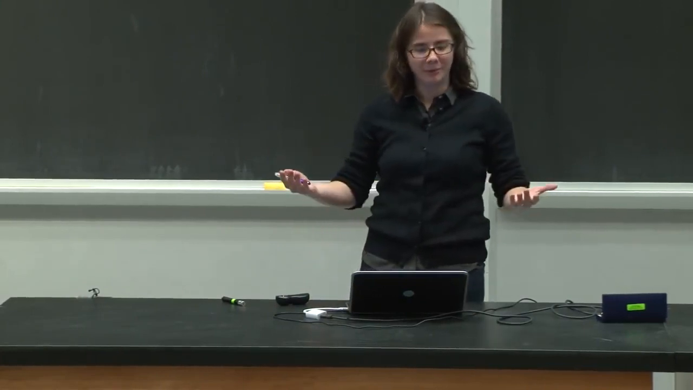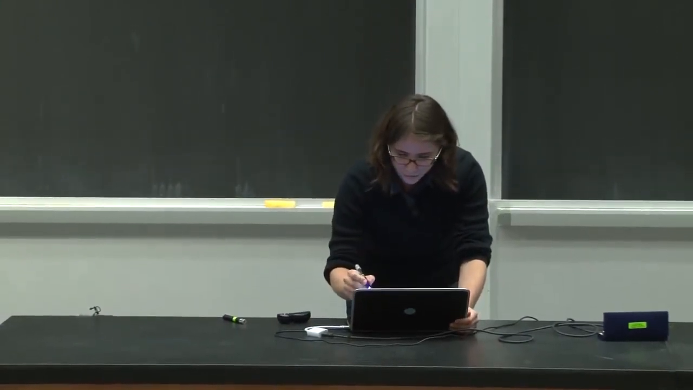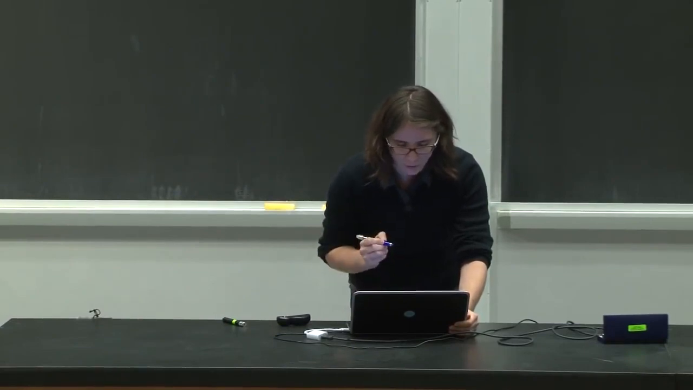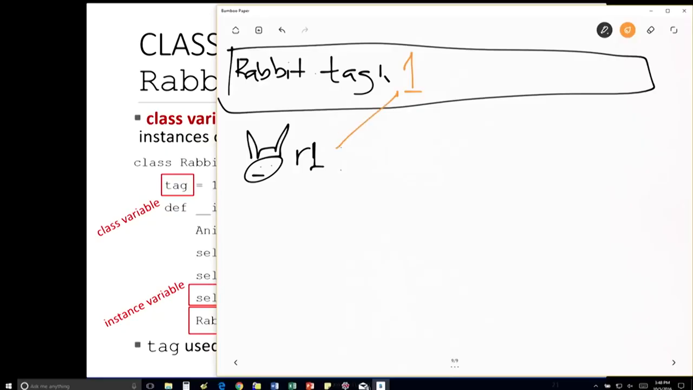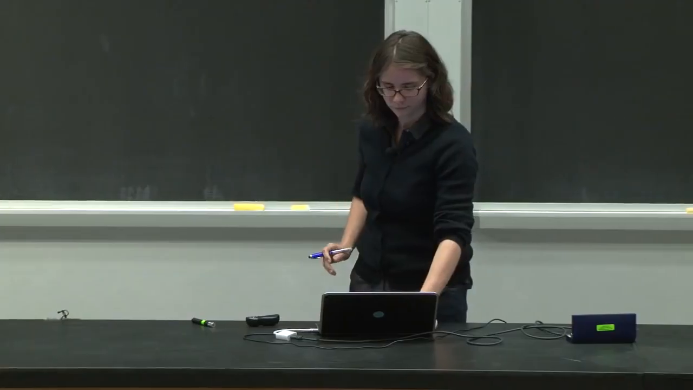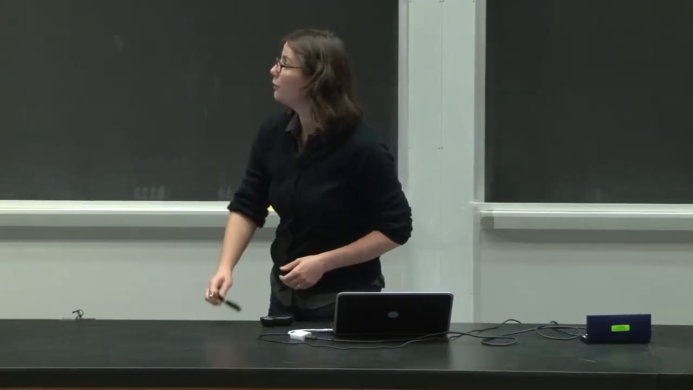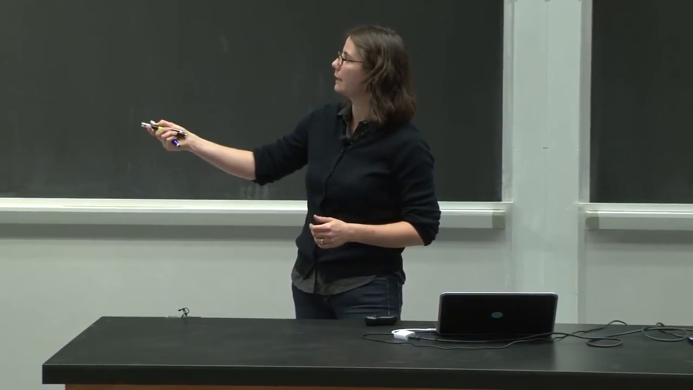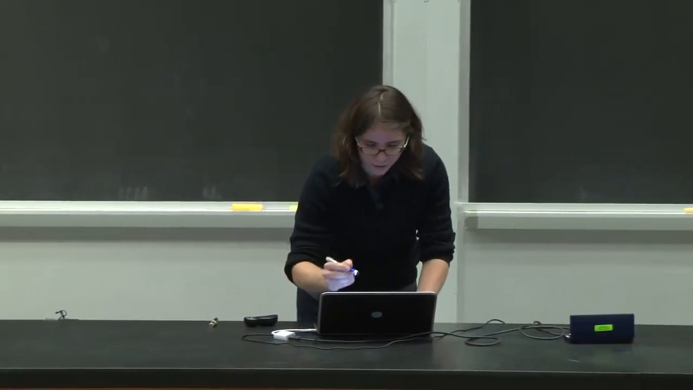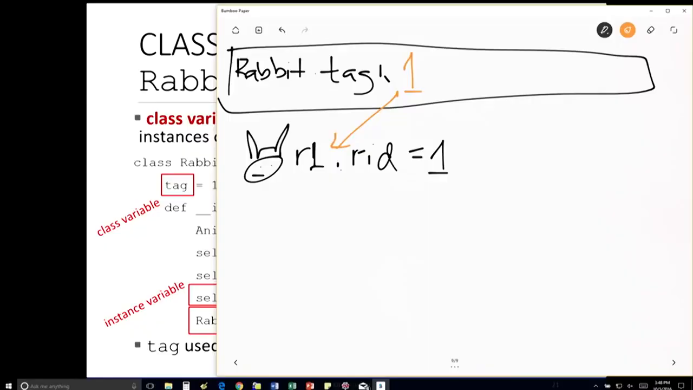I actually Googled how to draw a rabbit, but that didn't help at all. R1 is going to be a new rabbit that we create. When I first create this new rabbit, it's going to access the class variable, whose current value is 1. So when I create the rabbit ID, r1.rid, this is going to get the value 1. And according to the code, after I set the rabbit ID to whatever tag is, I'm going to increment the tag. So I go back up here and increment the tag to be 2.